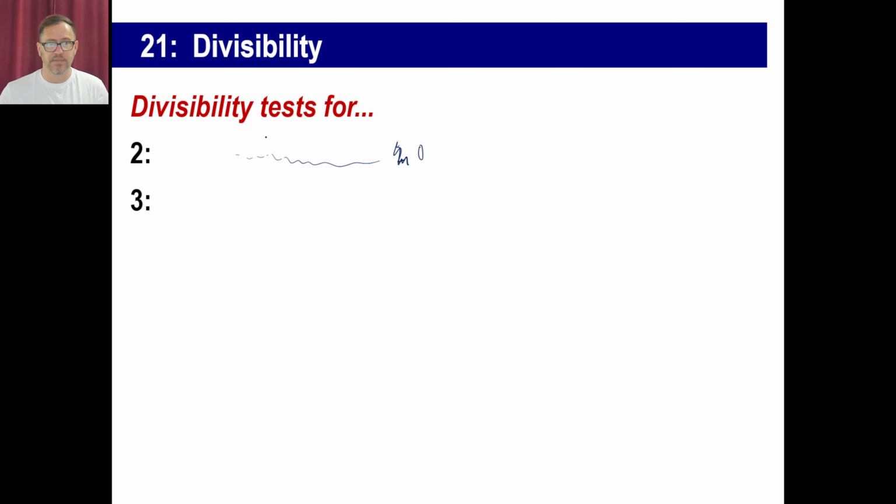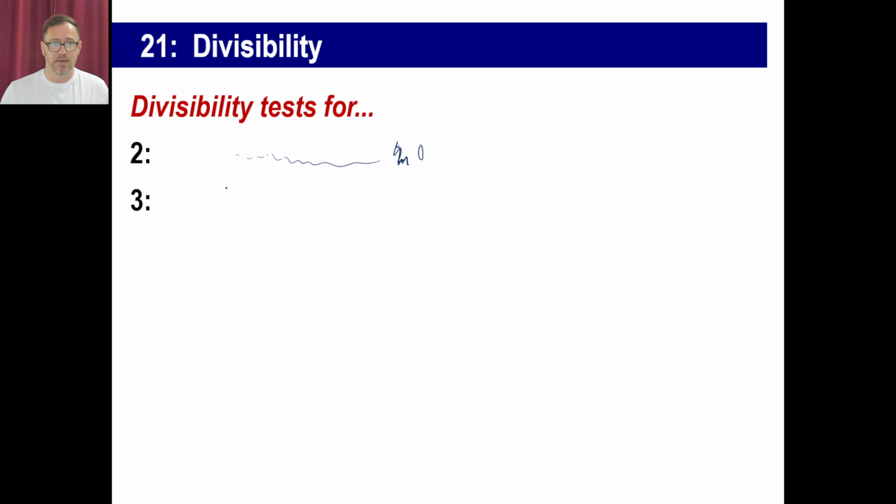Okay, for 3, this is weird. You can look at a number. If the digits of the number, if you add them together, add up to a number that itself is divisible by 3, then that number is divisible by 3. I don't know, maybe that's just the way God made numbers. I don't have any idea how that works.